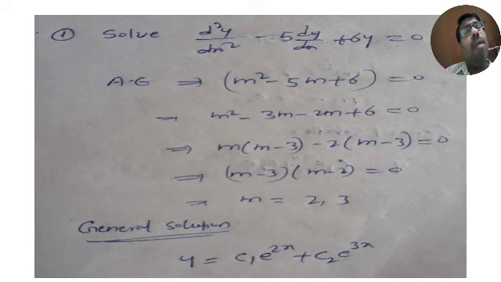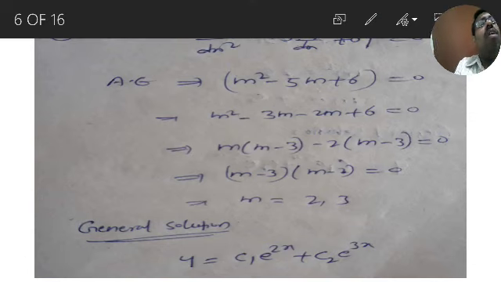Now you can write in operator form: D squared minus 5D plus 6 of y is equal to 0. In operator form, you put capital D is equal to m, then you will get an auxiliary equation. So what is the auxiliary equation? m squared minus 5m plus 6 is equal to 0. I already told you the working rule.